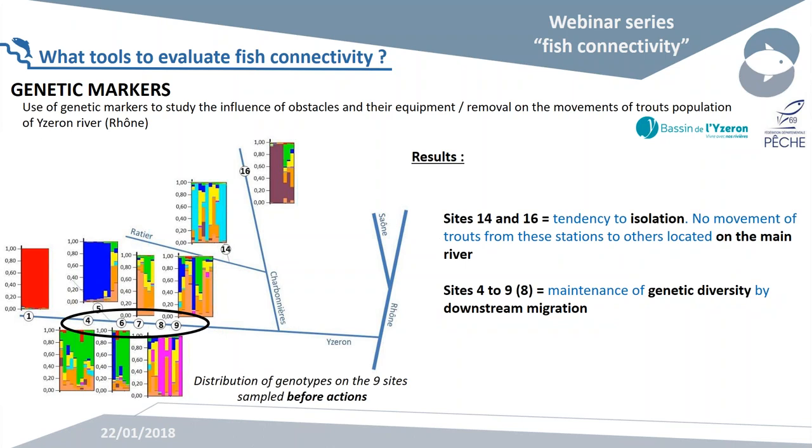We also have a tendency to isolation on tributary, stations number 14 and 16, with no movement of trout from this station to the other locations downstream of the river. And we have maintenance of genetic diversity on the station sites, stations 4 to 9, just thanks to downstream migration. And now the results after action.